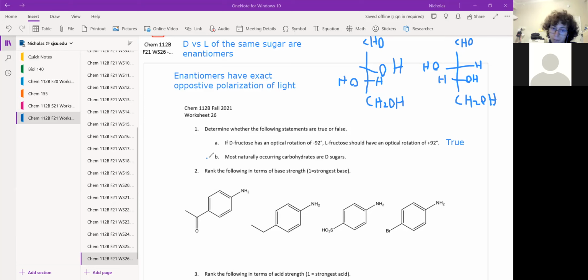Okay. And then one more here. Most naturally occurring carbohydrates are D sugars. Is that true or false?